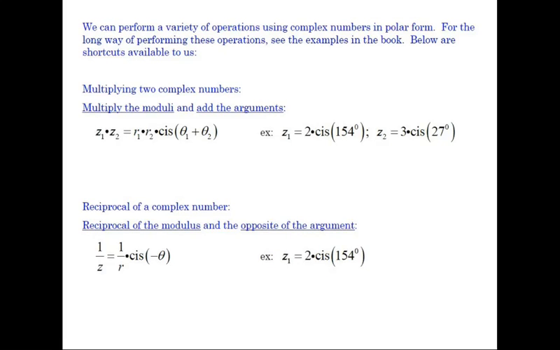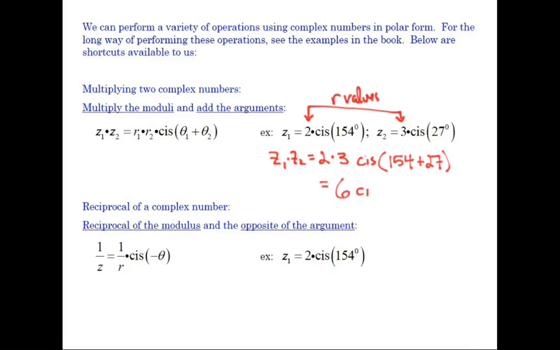And so we can look at how these work. When we are multiplying complex numbers, we multiply the r values and we add the theta values. Those are our r values. We multiply those two, 2 times 3 is 6. And then we add the theta values together and we get our final answer for multiplying those.